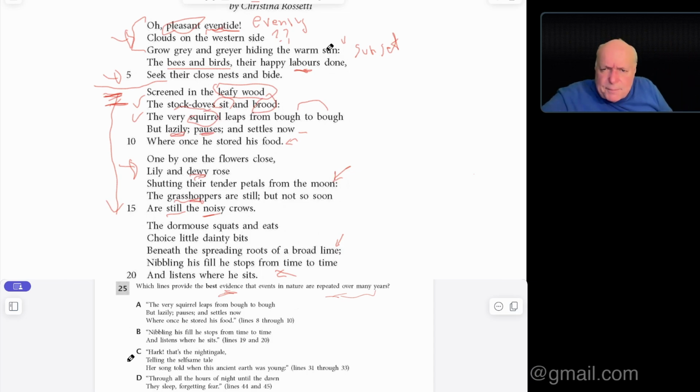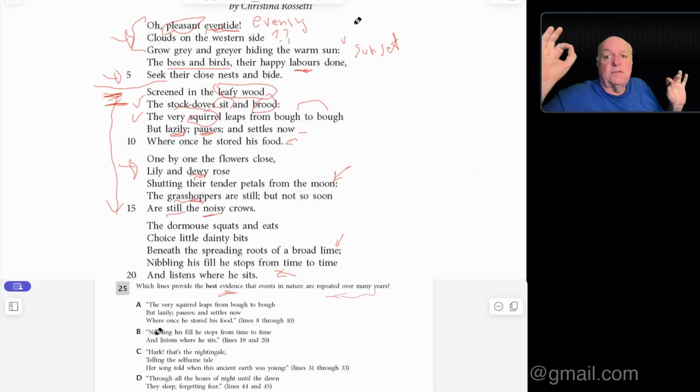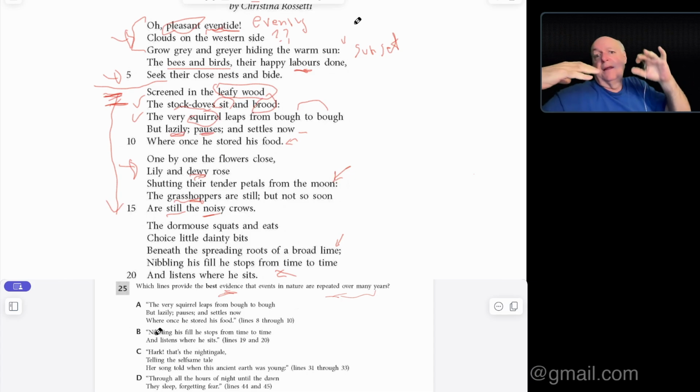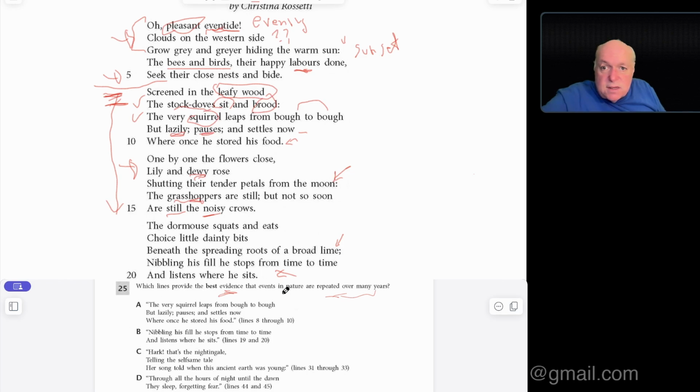All right, so if you notice, every answer is a quote. So every answer has to be true in and of itself. It's not like if there's a quote here that's not from the passage, then it can't apply, right? So which line provides the best evidence that events in nature are repeated over many years?